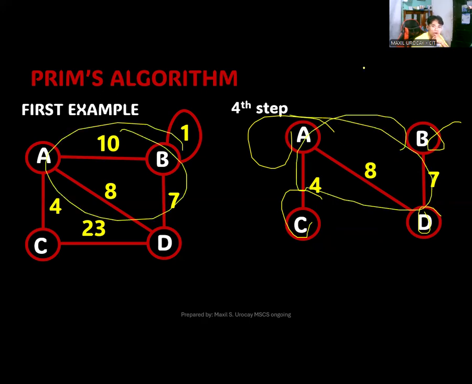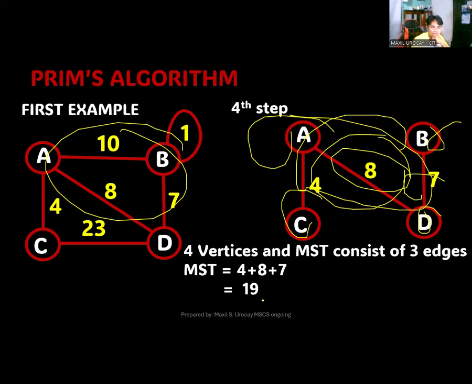So therefore, in our algorithm we also need to calculate the minimum spanning tree. So you just add up everything, 4 plus 7 plus 8. So that is equal to 19. So we have four vertices, and our minimum spanning tree consists of three edges. That's how it works actually.